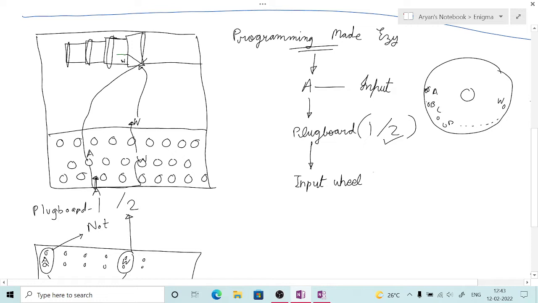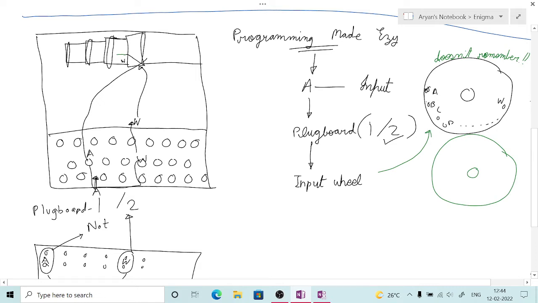The input wheel does not change anything, which is why I did not mention anything specific in the input wheel part, but the rotor and the plug board do change, as I said. In the input wheel, let's also discuss its structure. Here we have our input wheel, and remember, this input wheel doesn't rotate. This is a great point to remember, because in Enigma there are some things which rotate and some things which don't, so it becomes a very big headache. This means that if a letter is passed as W from a wire connected to the input wheel, it would always go as W. So it becomes something constant, where nothing is changing.